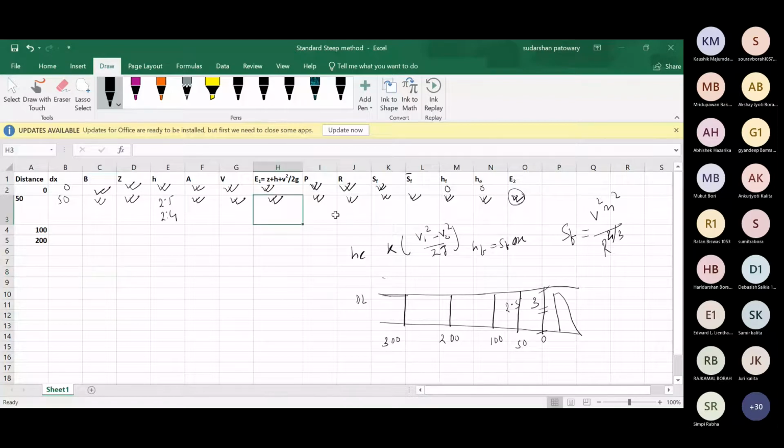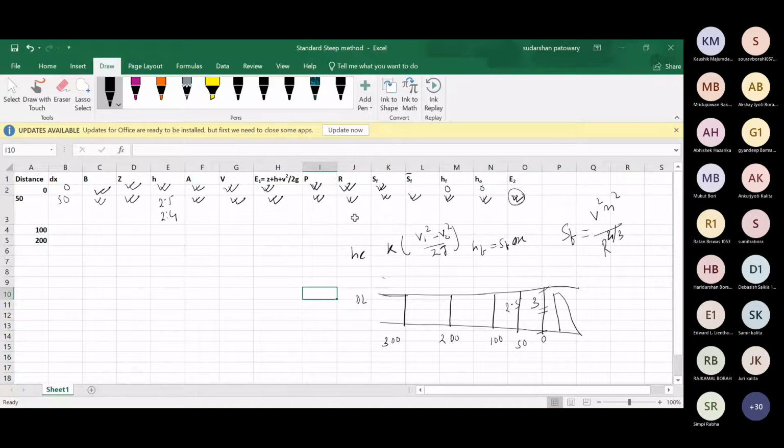P, R, SF bar is equal to SF1 plus SF2 by 2. SF bar you can calculate. Hf you can calculate: SF into delta X, where delta X is 50 here. Hc you can calculate by this formula. Clear? Yes, sir. Next, E2. E2 you can calculate because you know your Z value, H value, and V value. You know this value, isn't it?